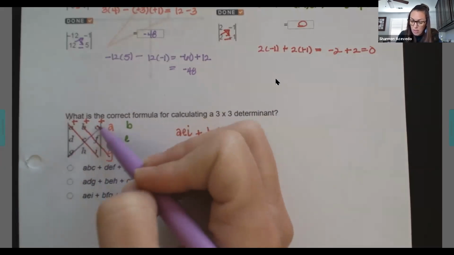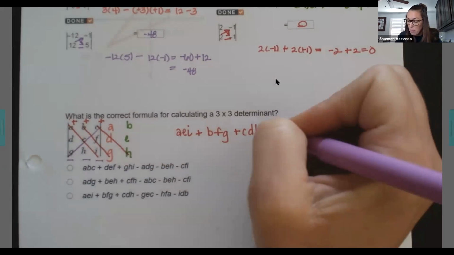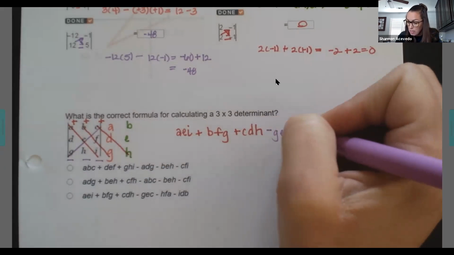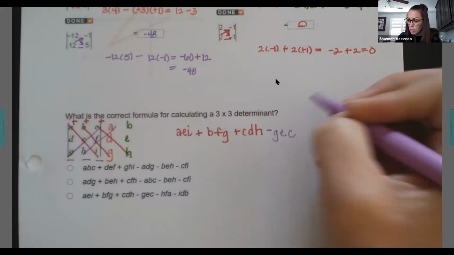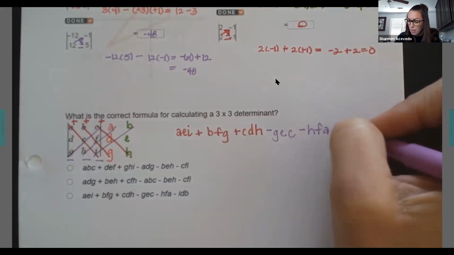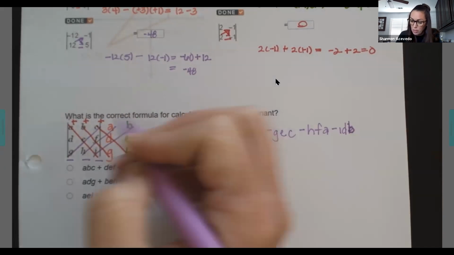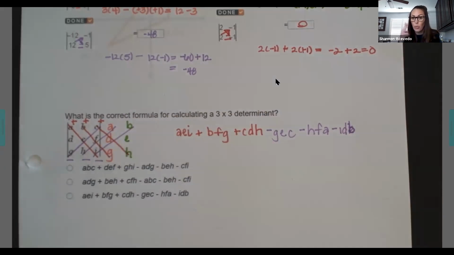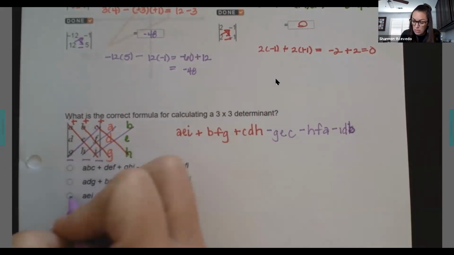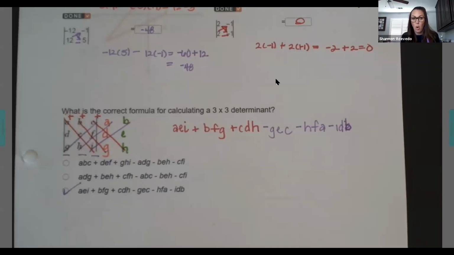So I'm going to start here. Remember, when we start at the bottom and we go up, those are our minuses. So it's going to be minus GEC, minus HFA, and minus IDB. I don't need to worry about this GE because that's only 2. So I have to have my 3 variables. When I match them up, it was this one right here. So it's always that same pattern.